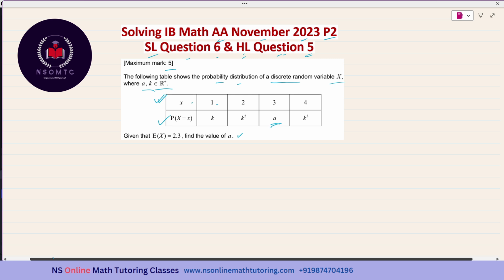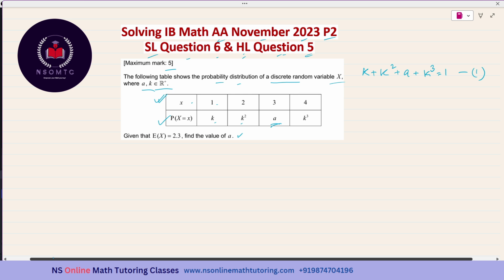So we are seeing that we are having two variables, so we will be needing two equations. The first equation that I'll be writing is the sum total of all the probabilities is equal to 1. So I'm forming my first equation, that is k plus k square plus a plus k cube is equal to 1. This is my first equation.